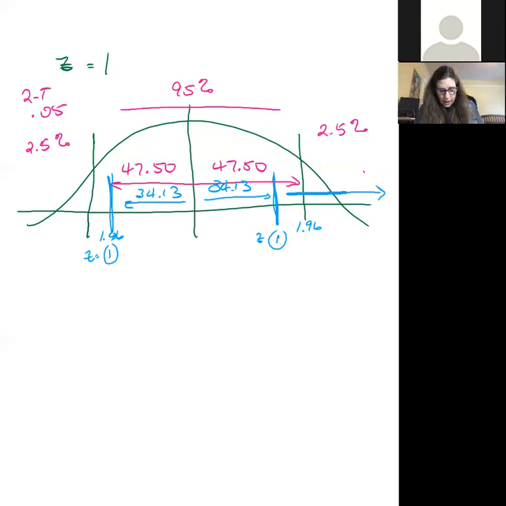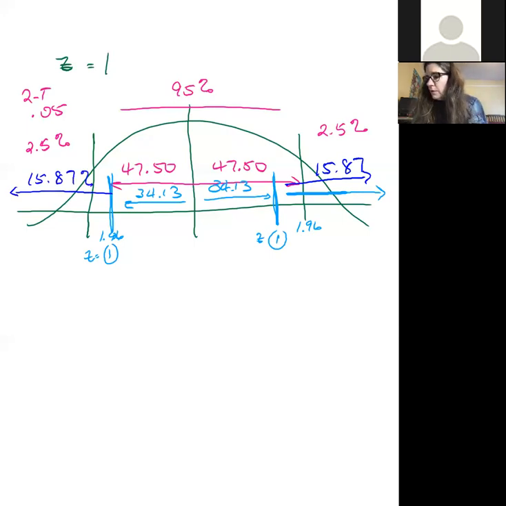So we can take 50 minus 34.13 equals about 16%. This distance here is 15.87%. That means this distance here is 15.87%.